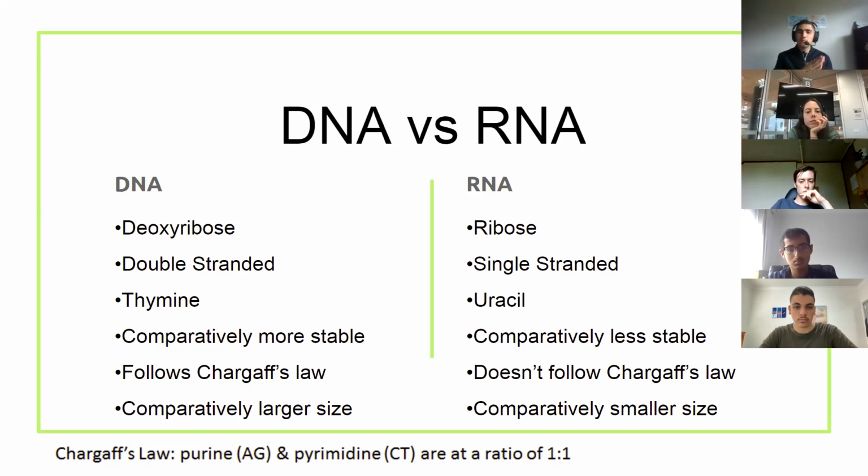And he says that pretty much there has to be an equal ratio of purines, which is the A's and the G's, and the pyrimidines, which is the C's and the T's. And that makes sort of sense because if you think about the double-stranded nature of the whole thing, if you're going to have one of these, you're going to have one of these. But RNA doesn't have to follow that because it's single-stranded. So that's why we call that following it or not following Chargaff's law.